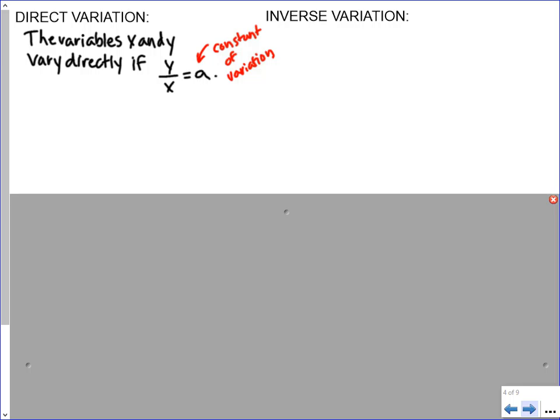That would mean I'd take every y over x, divide every y by every x, and they would all equal the same number. So like maybe y over x is equal to 10 every time. Then it's direct variation, okay? And 10 would be my constant of variation. Okay. The equation for direct variation looks like y equals a times x.